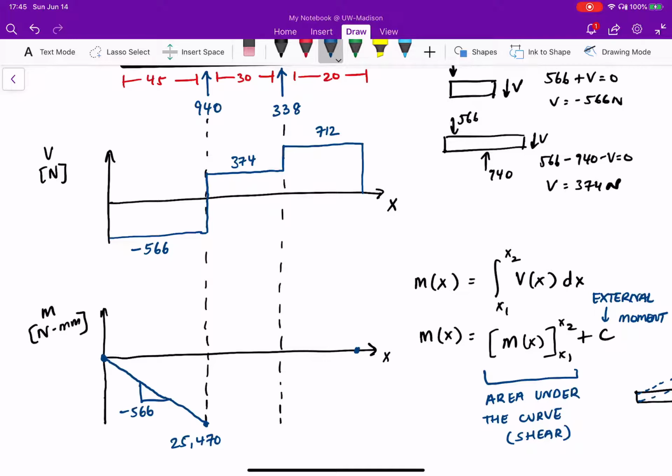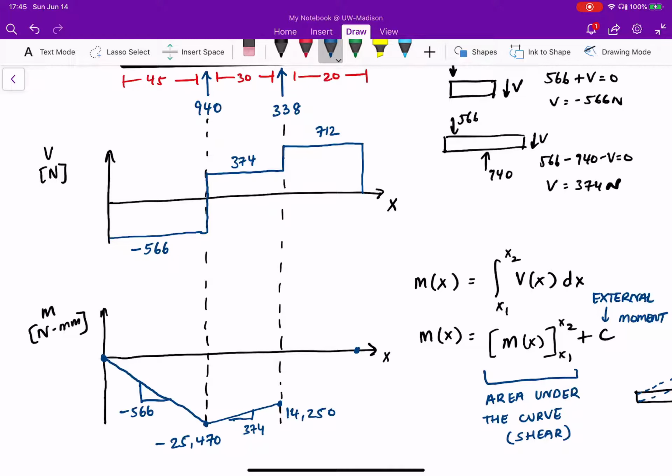Newton millimeters. And then I slope upwards because it's positive 374 for a distance of 30. So we're at negative 25,470 plus 374 times 30, which is negative 14,250.